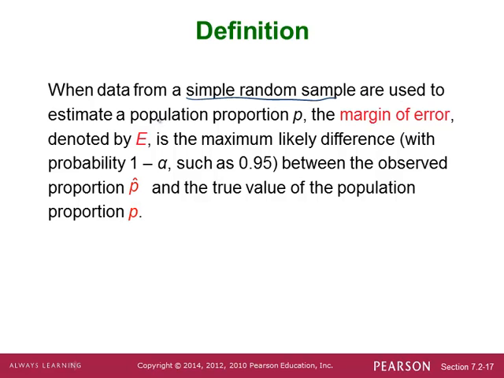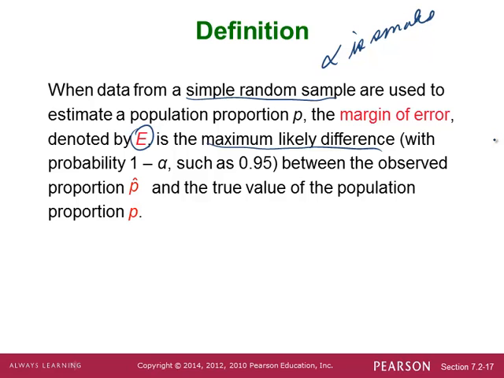When data from that sample are used to estimate a population proportion p, so in other words, we calculate p hat from our sample, the margin of error, denoted by the capital E, is the maximum likely difference with the probability of 1 minus alpha, such as 0.95. So in this case alpha would be equal to 0.05. Remember that alpha is usually very small. So 1 minus alpha is typically what we see as the confidence level, 0.95, 95%. So the margin of error denoted by E is the maximum likely difference between the observed proportion p hat and the true value of the population proportion p.